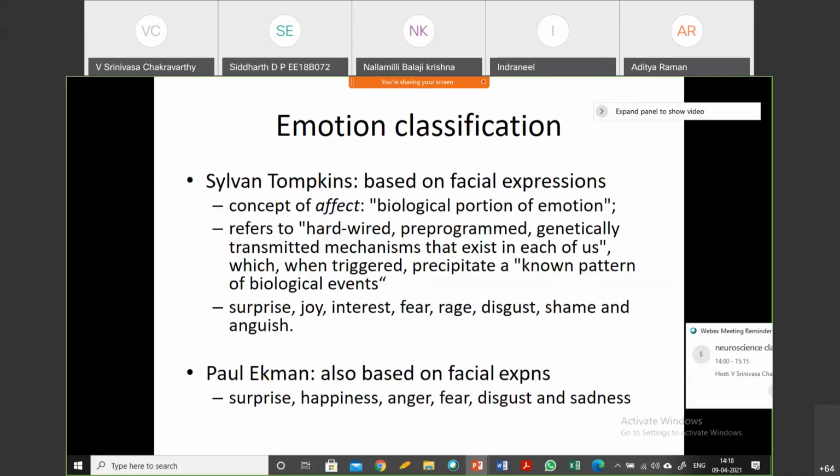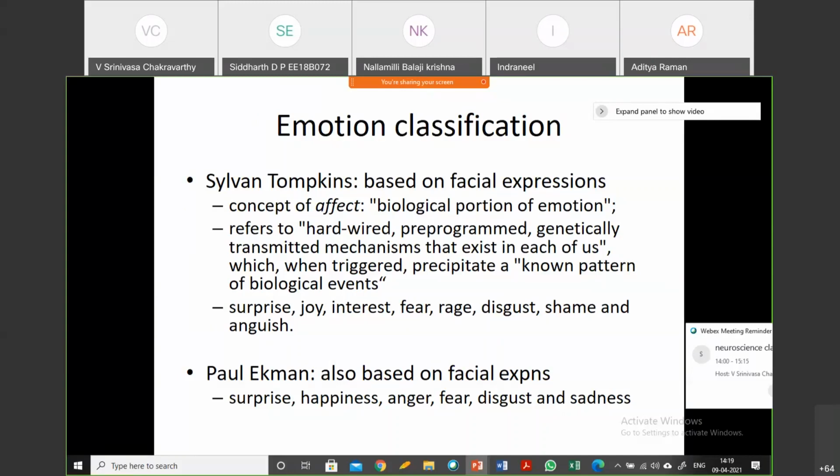Anyway, Darwin just made some observations about the link between facial expression and emotion, but subsequently others have done a more formal classification of these expressions, and again have come up with a list of emotions. For example, Silvan Tomkins studied emotion, and he coined the term affect. Affect is defined as the biological portion of emotion.